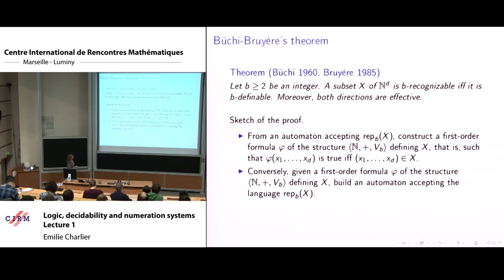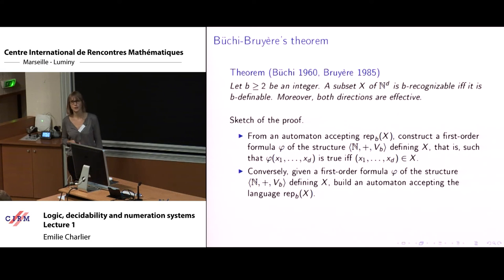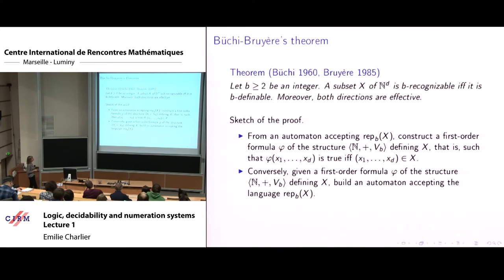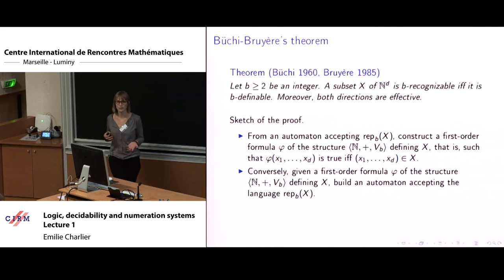Okay, so I'll go more deeply into this result. So I mention it again. Take an integer base b. A multidimensional set of integers is b-recognizable if and only if it is b-definable. And what's important for us and for the application, the point of the talk, is that both directions are effective. What do I mean by effective? It means that if it's b-recognizable, I have at my disposal an automaton recognizing the representations of the integers in the set, and then I am able to effectively construct a formula of the structure which defines the set. Conversely, if I have a formula which defines some set, I am able to effectively construct an automaton accepting the language of the representations of the set.